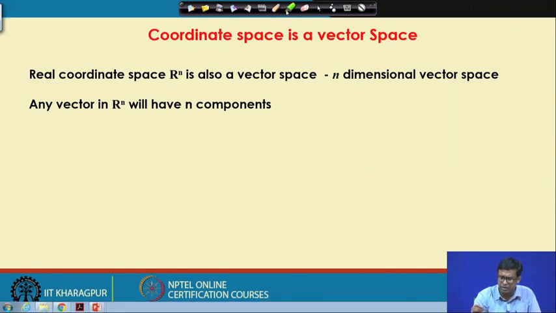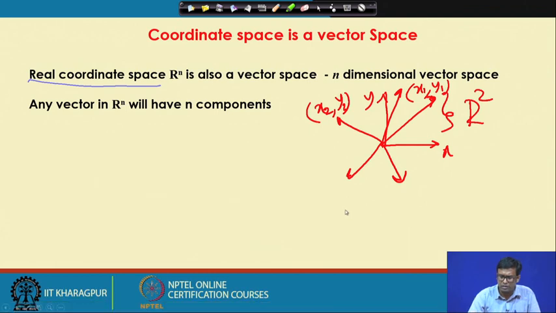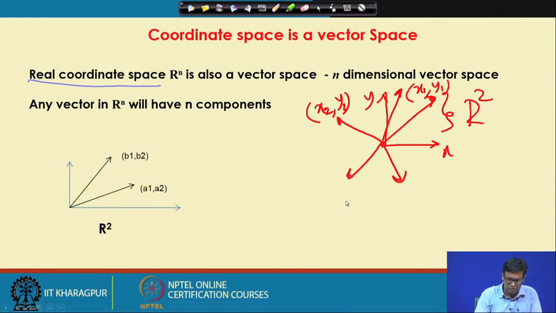Any vector we see here, for example this vector, is given by x 1, y 1, or x 1 i plus y 1 j, or a vector here can be given as x 2 and y 2. So any vector in a 2D space will have 2 components. Any vector in nth order coordinate space will have n components, and coordinate space is a vector space. If I look into a 2D vector in R 2, these are a 1, a 2, b 1, b 2, these are the vectors, and all these vectors give us a vector space which is the coordinate space.